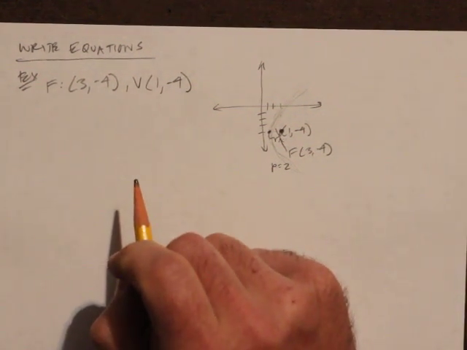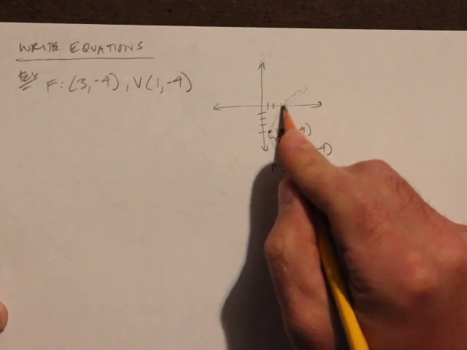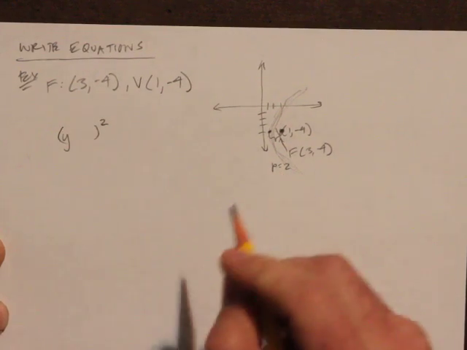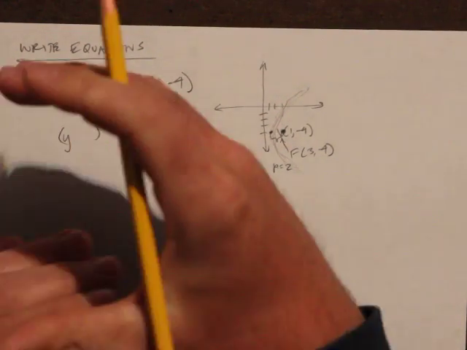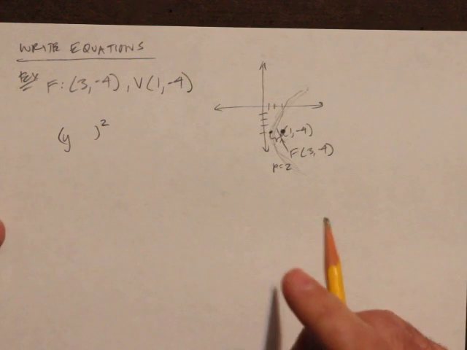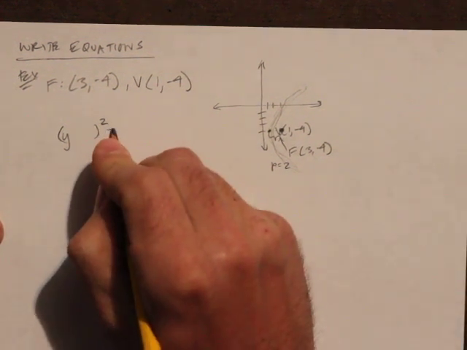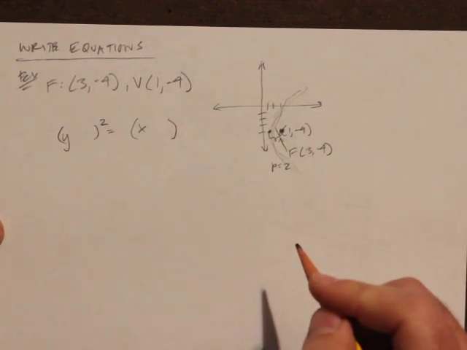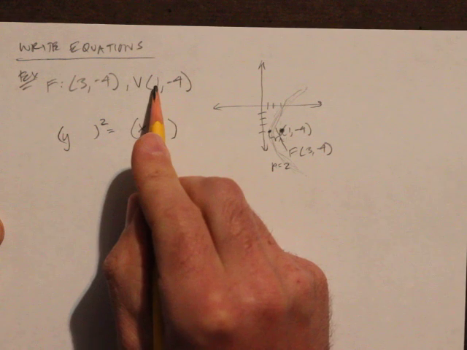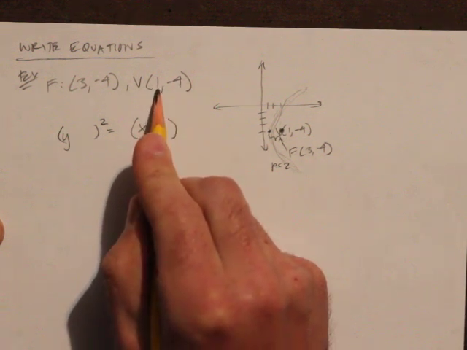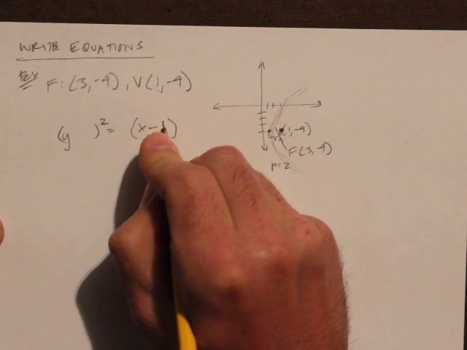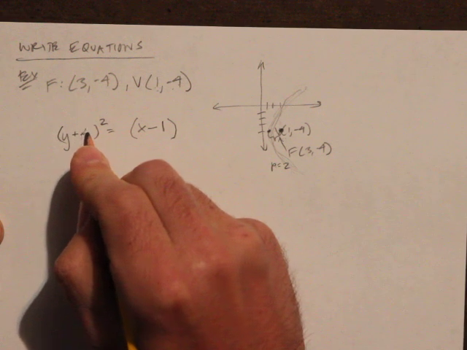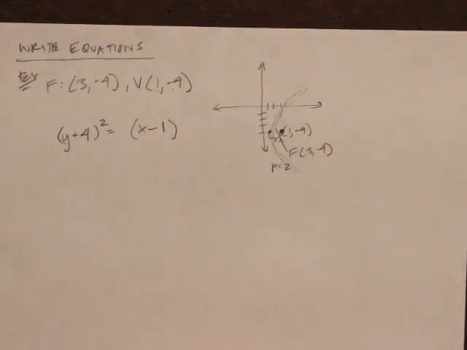Alright, so I think I have pretty good information here. If it's opening to the left or the right, then I know that I'm going to have y squared over here, because if y is squared, then it opens left and right. If x is squared, then it goes up and down. And this equals something times (x minus something). So that's the beginning here. My vertex is (1, -4). So the 1 goes with the x, and I do the opposite, x minus 1. And the y value goes here with the y, and I do the opposite, plus 4.